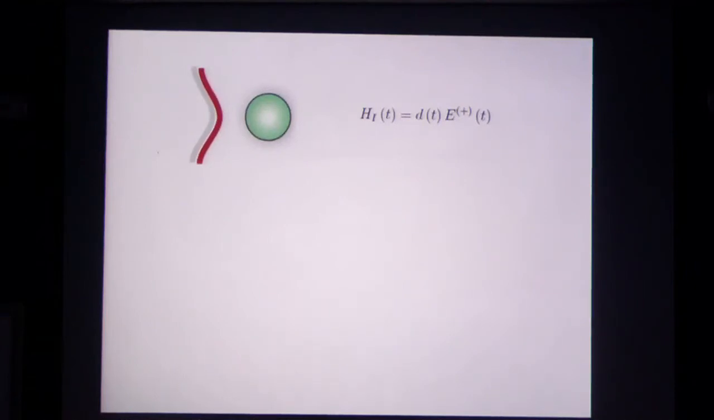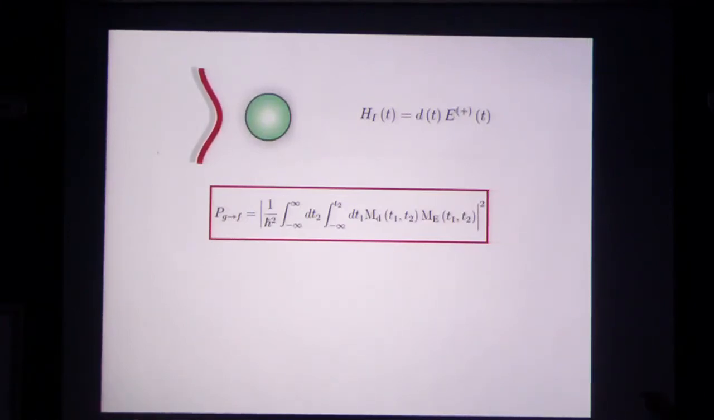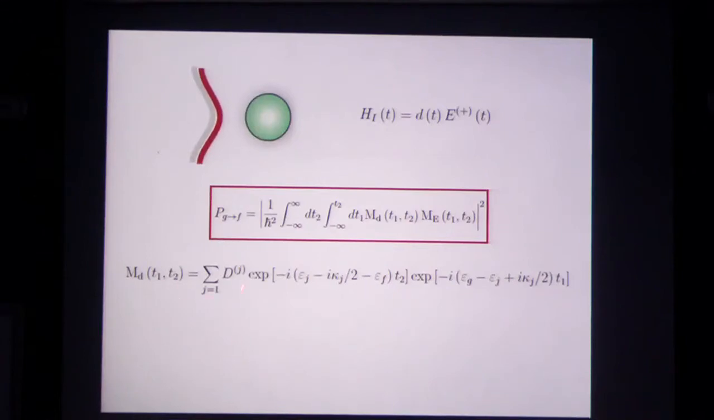So let's start by looking at the interaction Hamiltonian. It's the simplest one. We have the dipole electric Hamiltonian. And if we calculate the probability of absorbing two photons, we get something like this. This comes from the time-dependent second order perturbation theory. And these two terms, MD and ME, describe the matter and the field in this way. So for the matter, we see that the transition from the G to the F, these doubly excited states, happens through an infinite number of intermediate J states. Those transitions are characterized by these dipole moments, which is this DJ.